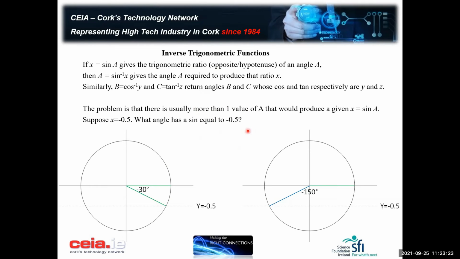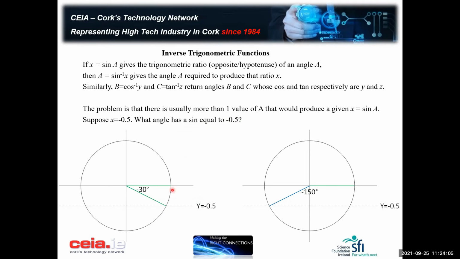So for example, the inverse sine of minus 0.5 is the angle that has a sine of minus 0.5. And that works for cosine and tan. So you have an inverse sine, inverse cosine, and inverse tan. They're sometimes called arc sine, arc cosine, and arc tan, if you hear those terms. So let's look at the case I mentioned there. What angle has a sine of minus 0.5, which is working out the inverse sine of minus 0.5.